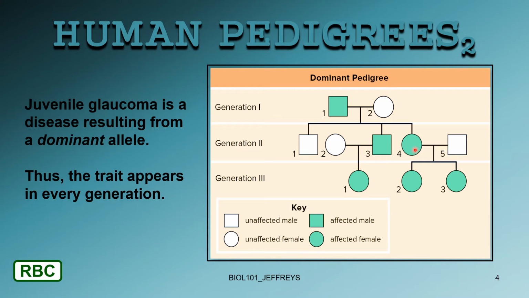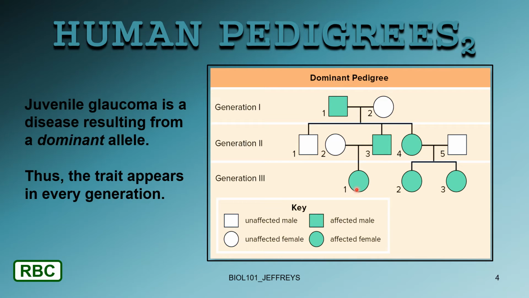Now, this affected boy joins together with this unaffected female, and they also have a child who is a girl, and she is affected, because remember, this is a dominant pedigree, so the trait, the allele, the gene, shows up phenotypically in every generation, right? So generation 1, generation 2, we see it twice here. In generation 3, we see it there.